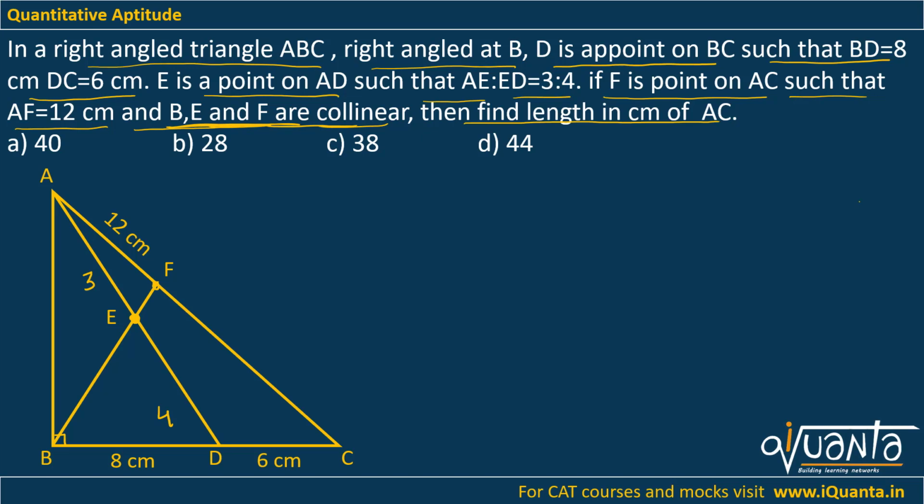We have been asked the length of AC over here. So we already know the length of AF. Let me assume that this length is equal to X. So if I find out X, I can add 12 plus X. That will be my AC.